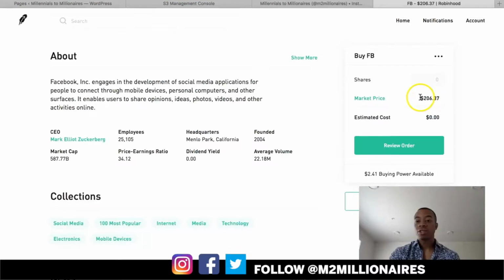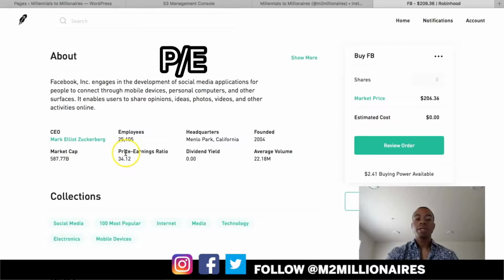Let's see, this stock is $206 per share. That times however many stocks are out there. Let's just say there are 9 million stocks out there. 9 million times $206 is $587 billion. Like, Facebook has a lot of money.